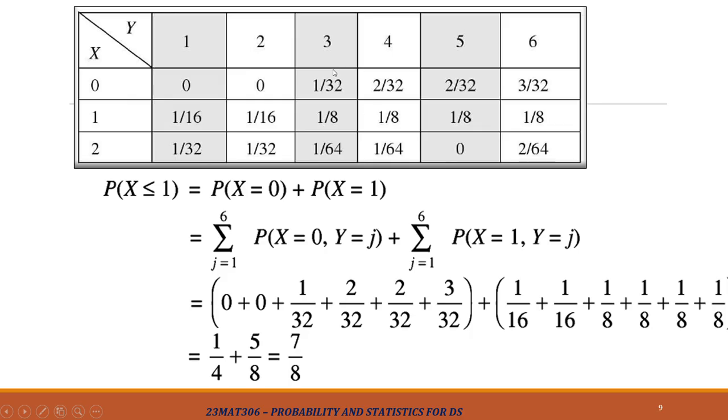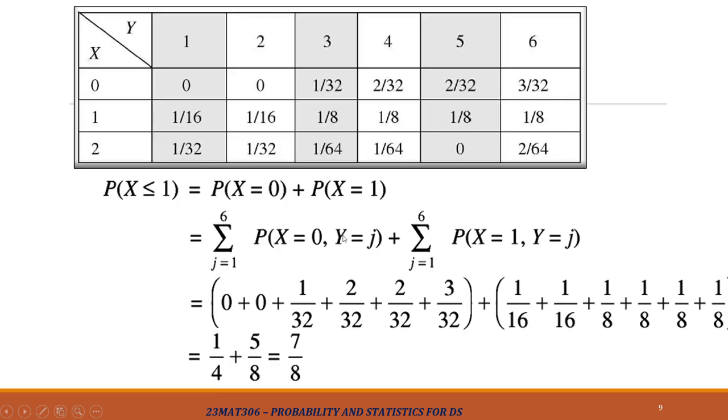I have just given the table. First sum, we have to find the probability of x less than or equal to 1. What is the formula? We have to add the probability of x equal to 0 and the probability of x equal to 1. So this is a marginal distribution function, right? This is a discrete function, so we have to use the summation. So x equal to 0 means we have to add the x equal to 0 values with respect to j, where j varies from 1 to 6. So that is the formula, j is equal to 1 to 6.